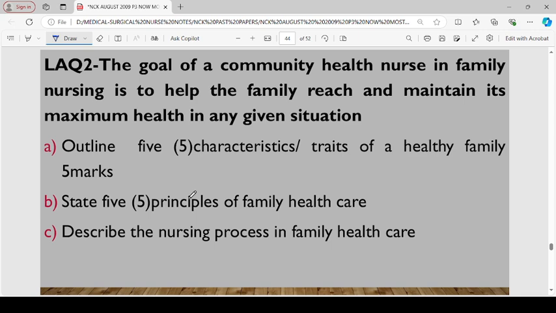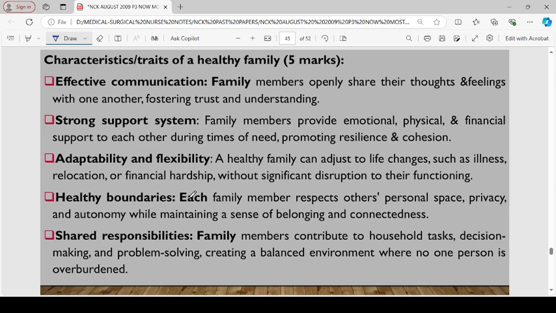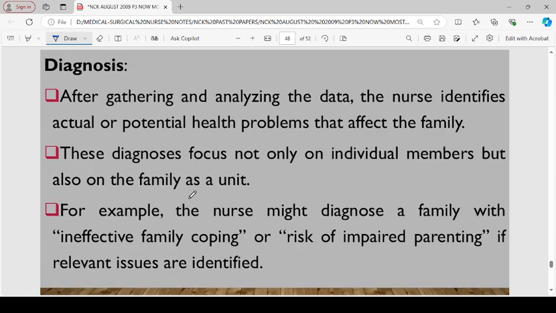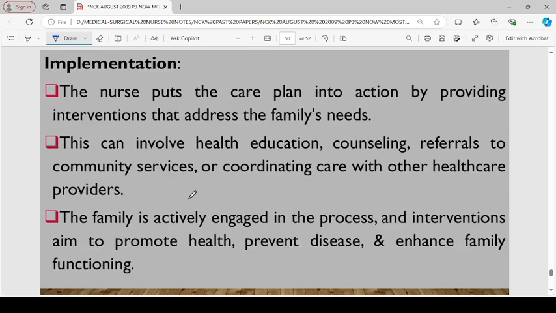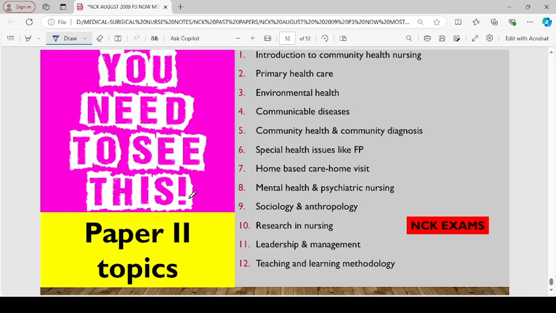All right. Number two, the goal of the community health nurse in family is to help the family reach and maintain its maximum health goal. So you are supposed to define characteristics or traits of a healthy family, give 5 principles of family health care, and describe the nursing process, right? So that's what has been involved here, right? Up to the end. And this is all about paper 2.